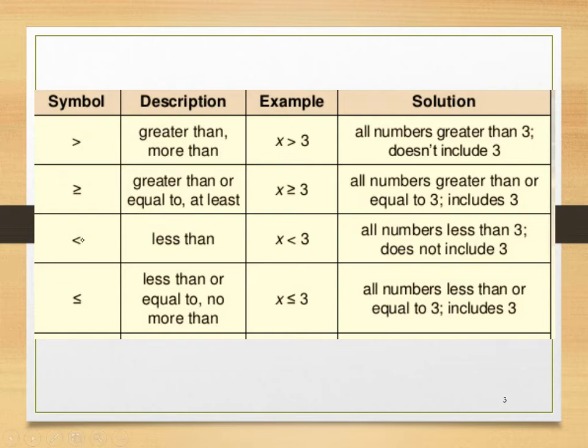Similarly, if we have only the less than sign, for example x is less than 3, it means we will have only values less than 3, but 3 will not be included. And if we have the sign less than or equal to, for example x less than or equal to 3, then all numbers less than or equal to 3, and in this case 3 will also be included. So if we have only the greater than or only the less than sign, that particular number will not be included, but with greater than or equal to or less than or equal to, the particular number will be included also.